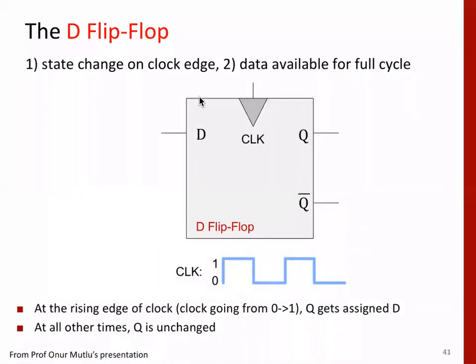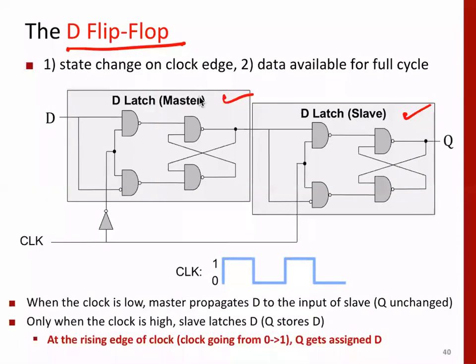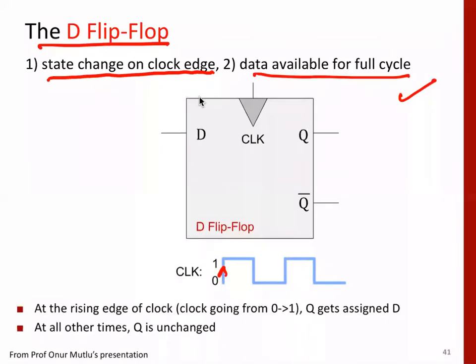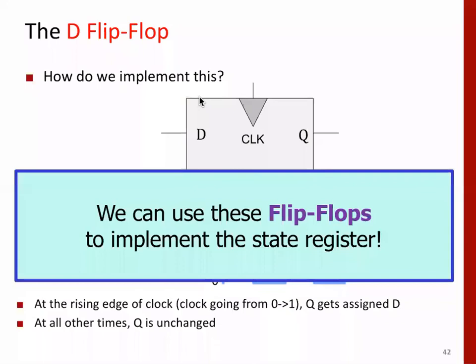Now we will not get into this kind of structure when we discuss registers; rather we'll use this kind of representation, and we say this is a D type flip flop. The state change happens on the clock edge, which is the rising edge, and data is available throughout the cycle. This we will have to remember.